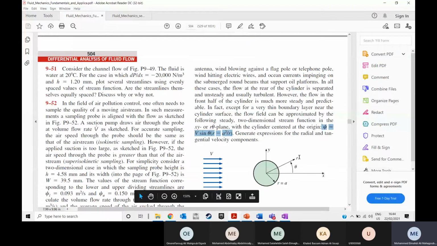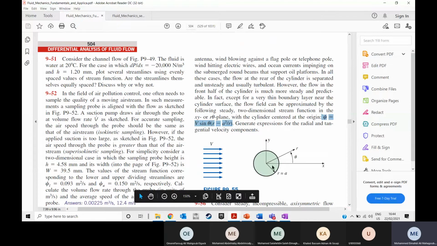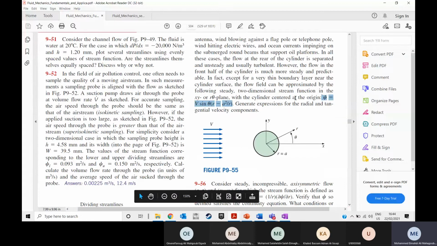This is in cylindrical coordinates, because we have theta, and x and y. Maybe you can call them radial, which is r, and here inside you can call it z, whatever. The important thing is that this is the psi, which is the stream function. Generate two expressions, radial and tangential velocities. It's easy, we just apply the laws we have for the velocities in cylindrical coordinates from the stream function.